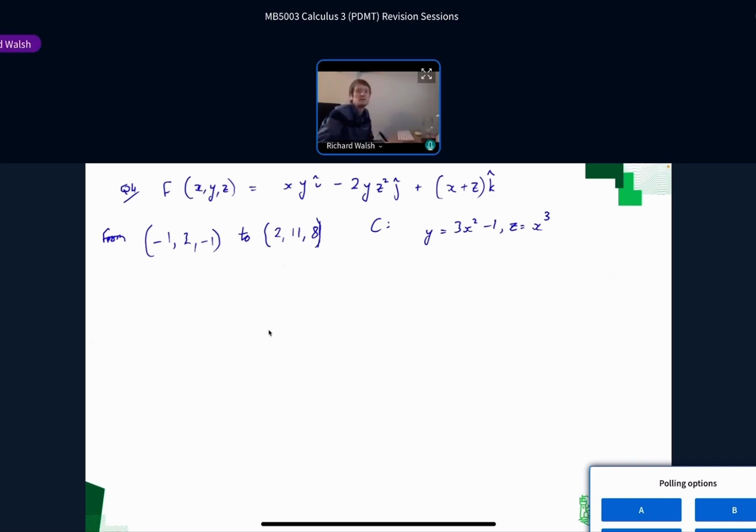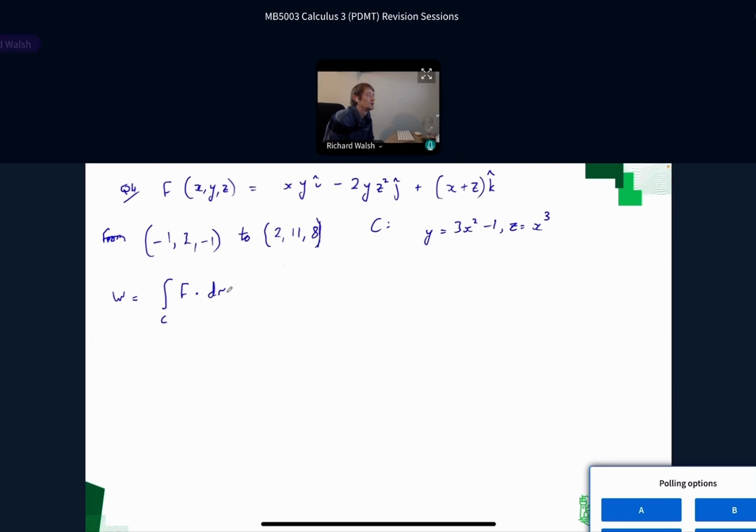Okay, so work, first and foremost, is the line integral on the curve of F dot dr. So that's your formula for work, sorry. It'd be the dot product of F and dr. So we are going to parameterize that curve, from -1 to 2, 11, 8.